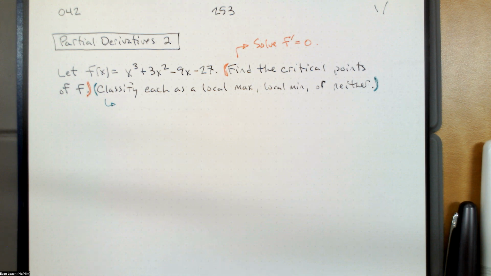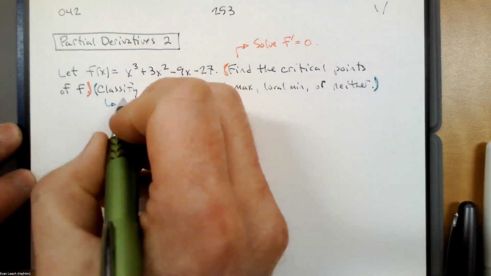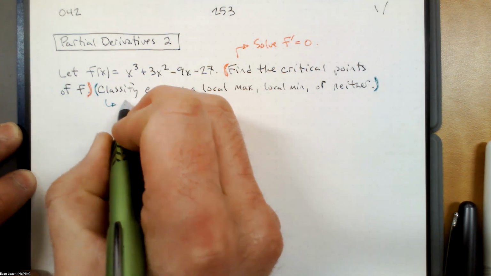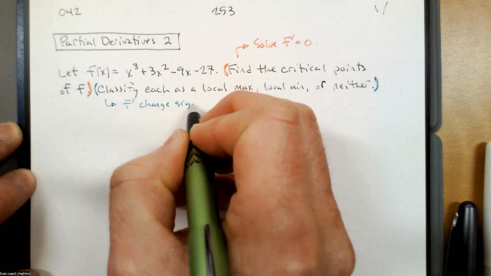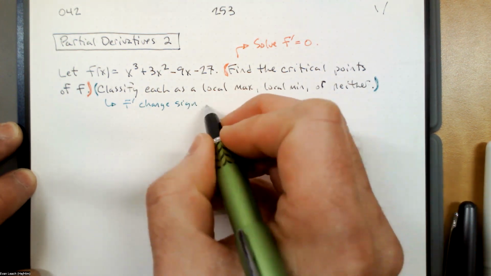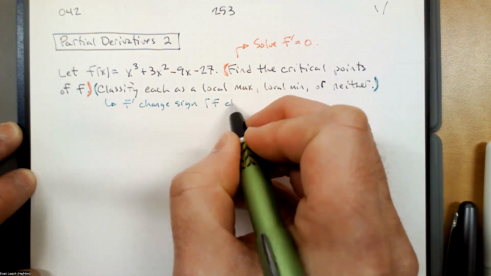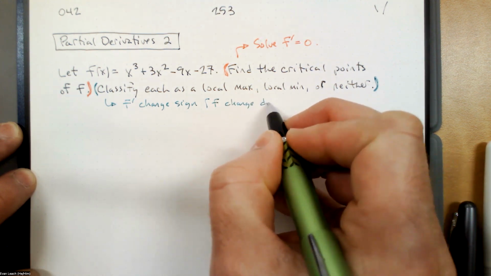I switched twice and went back to my original incorrect statement. We want to look for where the derivative is equal to 0, because that is a point where the derivative may be changing sign. And if the derivative is changing sign, then the function is changing direction. So where does f prime change sign? Because that would mean that f is changing direction.